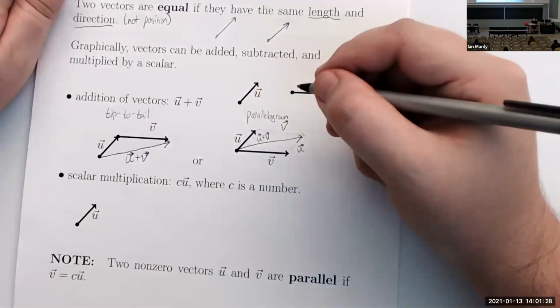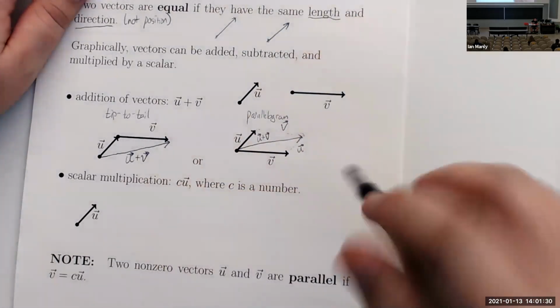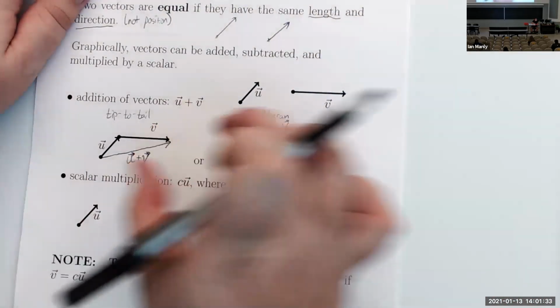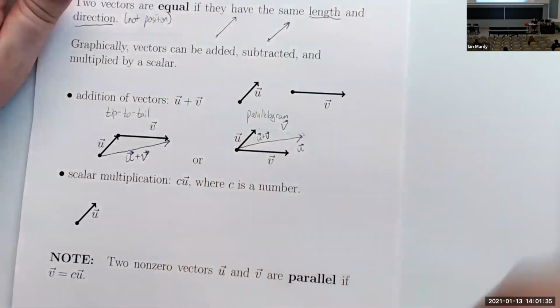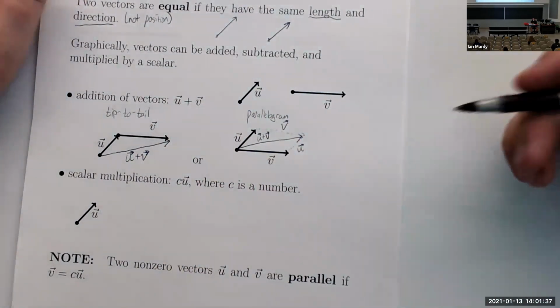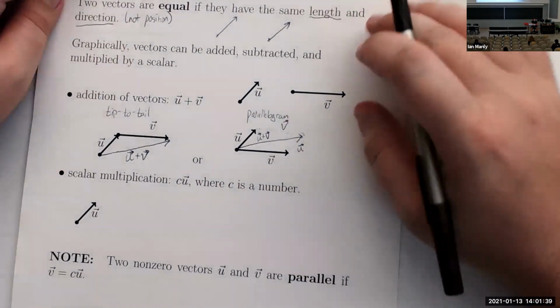We have a question in the chat: is it the same vector as over here? Yes, they're absolutely the same. And if you look at the pictures here, this is the same vector as this. It's just in a different location here. Remember, location does not impact vectors at all.